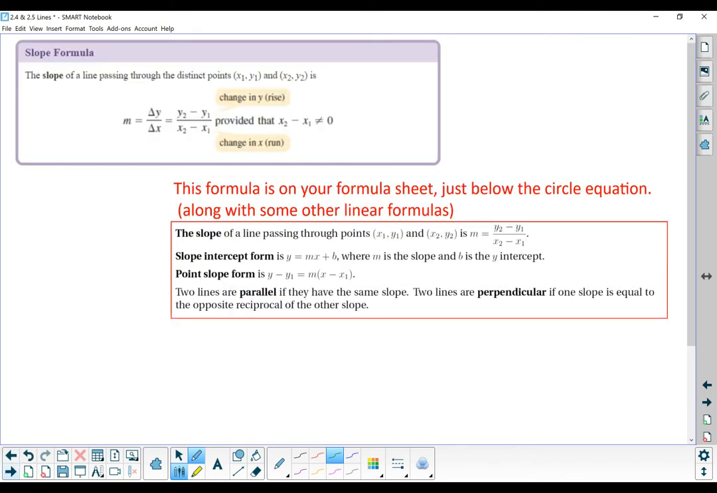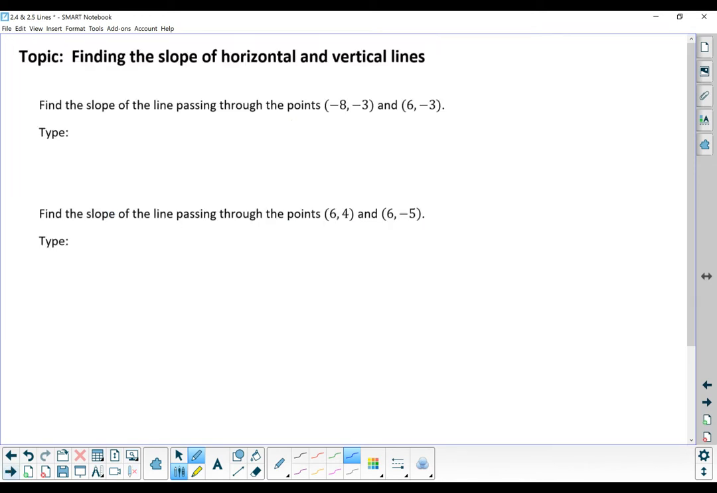So the slope formula, we talked about rise over run. The slope formula is literally the change in y, which is the rise, so y2 minus y1, divided by the run, or the change in x, which is x2 minus x1. And this formula is on your formula sheet. It is just below the circle equation, and you have it right there on your formula sheet.